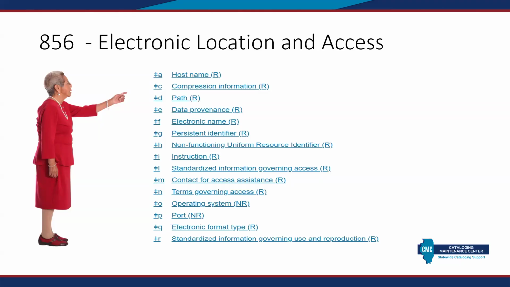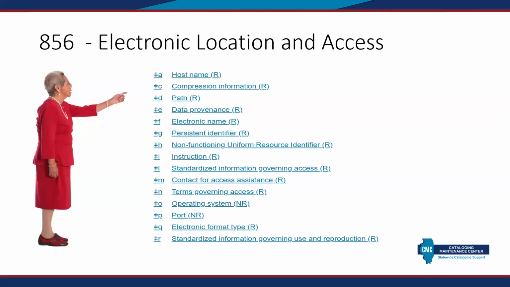The second indicator records the relationship of the item to where the URL leads. If it is to the resource itself, use 0. A version of the resource, 1. A related resource, 2. Component parts of the resource, 3. Version of component parts of the resource, 4. And use 8 if you do not want to display constant generated.